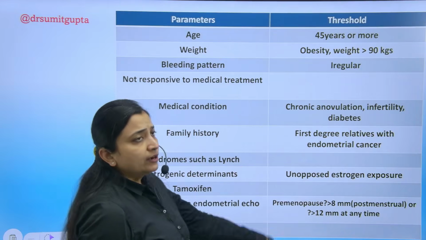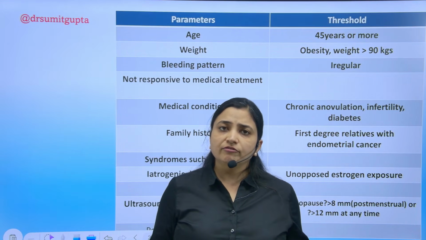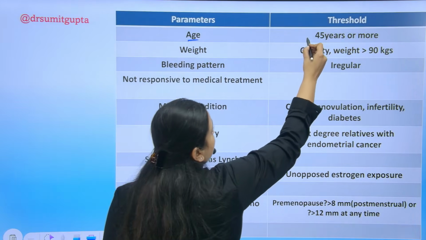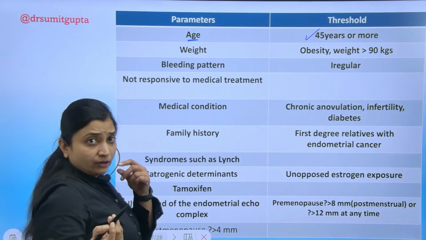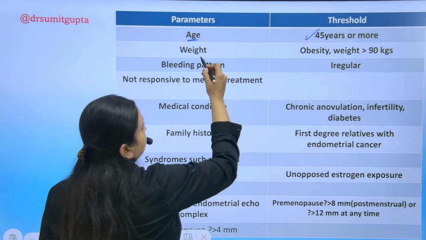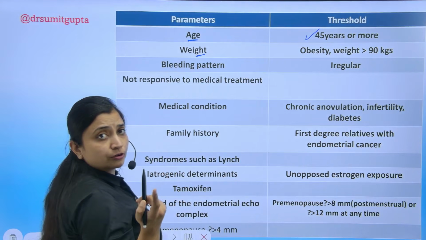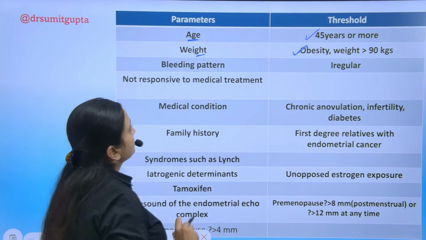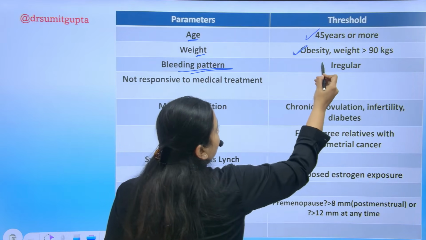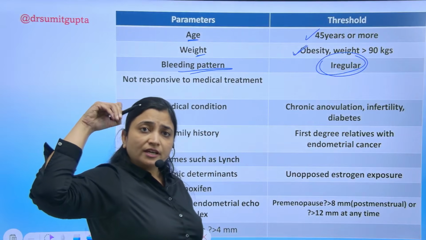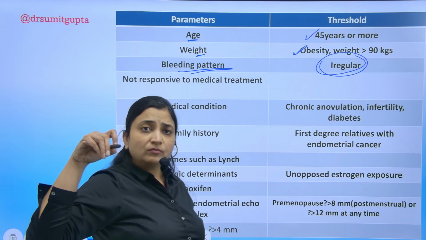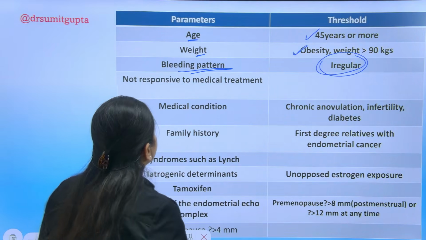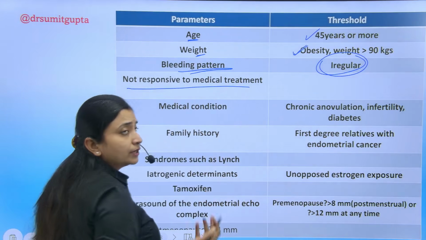Now, where do we want endometrial biopsy? We cannot go for biopsy in every patient. These are the parameters. So, age. If the patient is more than 45 years and having some endometrial cause of bleeding, go for biopsy. Weight. Why weight? I told you, look for the BMI. Obesity is generally associated with endometrial carcinomas. Bleeding pattern. Irregular. In the history I told, if the patient is saying that I am having non-cyclical, unpredictable, irregular bleeding, think of malignancy. She is taking medical treatment but not responding.